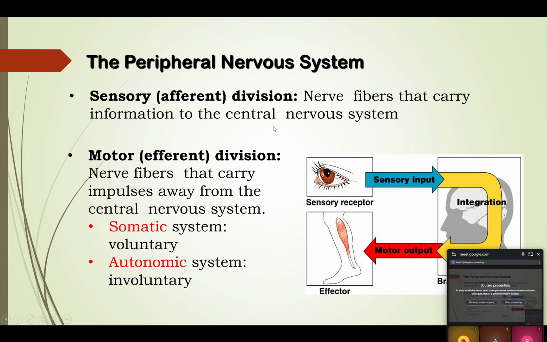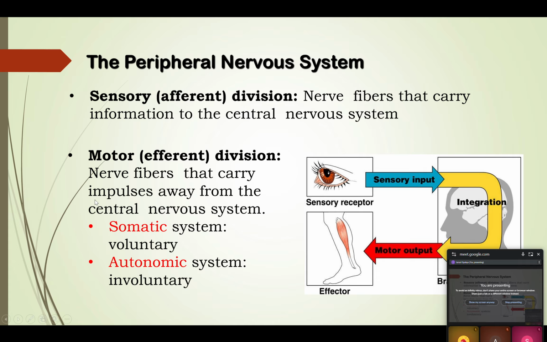They are the ones that carry information to the central nervous system. So that is one of the divisions of the peripheral nervous system. And the other division you have is the motor or the efferent division. These ones are able to carry impulses away from the central nervous system to the effector organs or the glands.